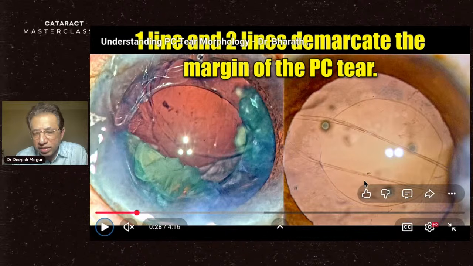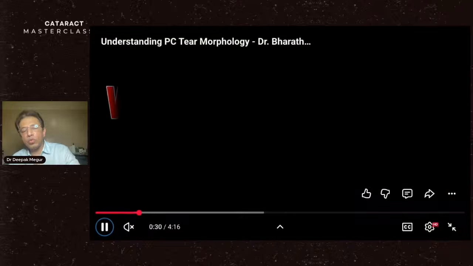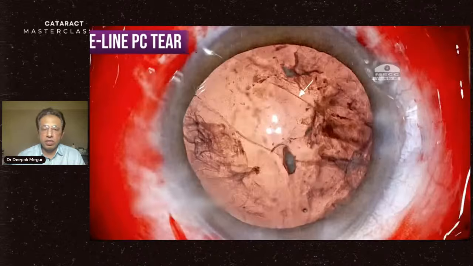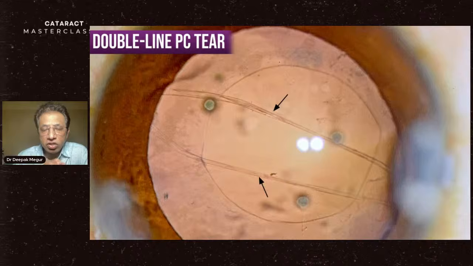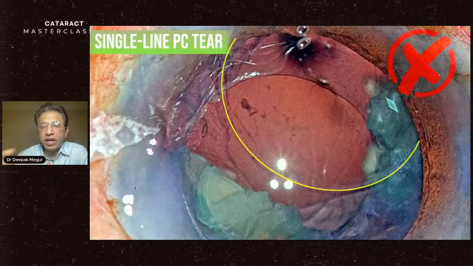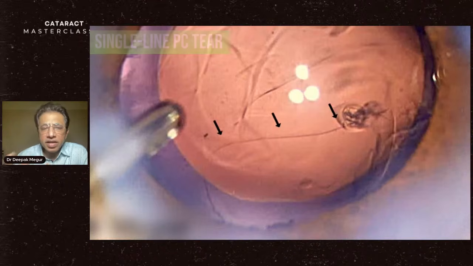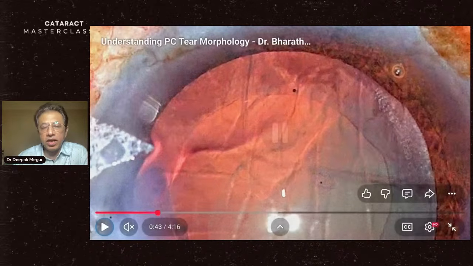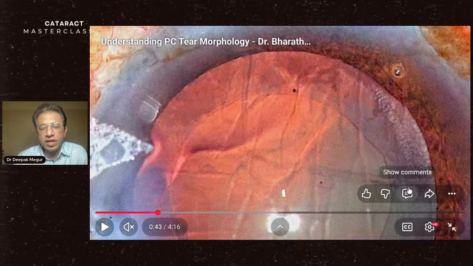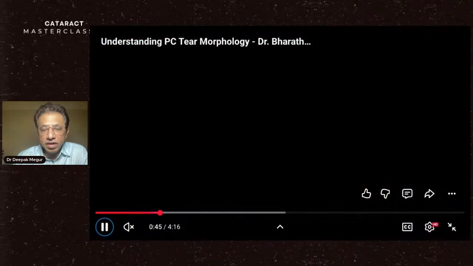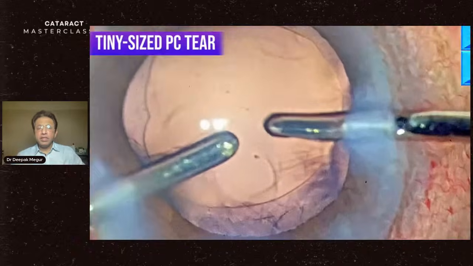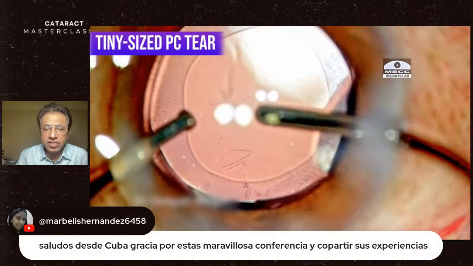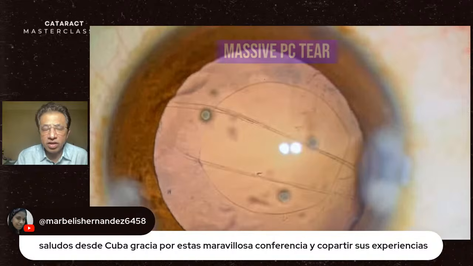You can have two lines like this, or a single line because the other edge of the posterior capsular tear is not visible. So basically, one or two lines delineate the margins of the posterior capsular tear. Because we have excellent red glow nowadays, we can see that a single line does not rule out a posterior capsular tear. We don't see the other edge because it has gone somewhere beyond the pupil. The posterior capsular tear, of course, comes in different sizes and shapes. It can be very tiny like this, or it can be very massive.